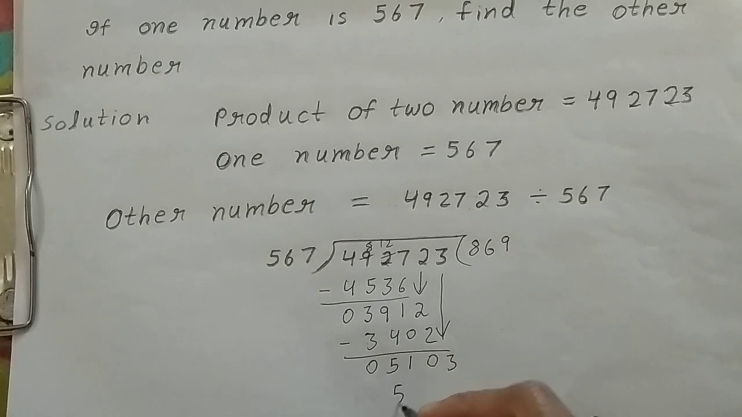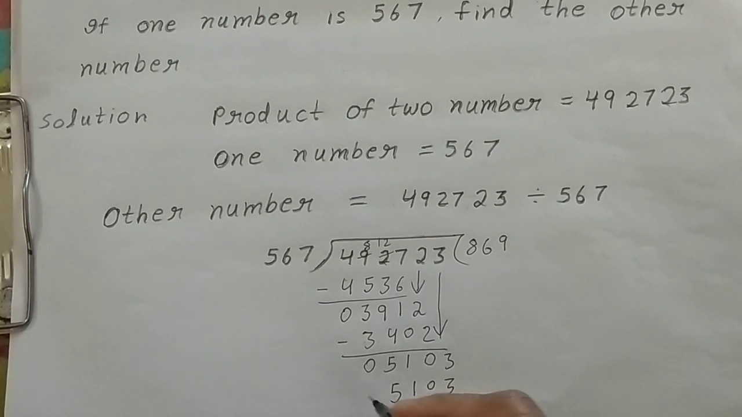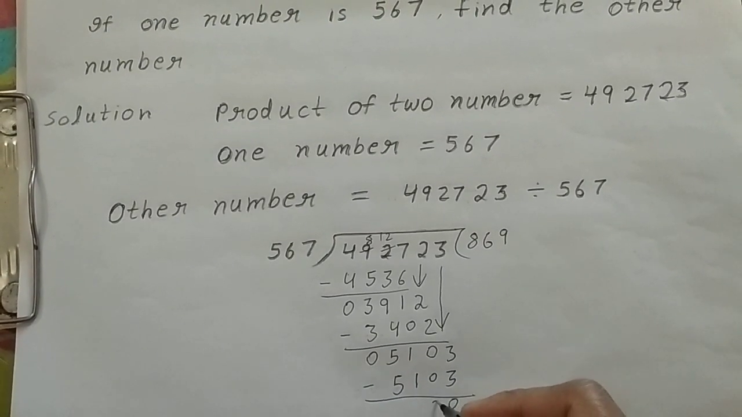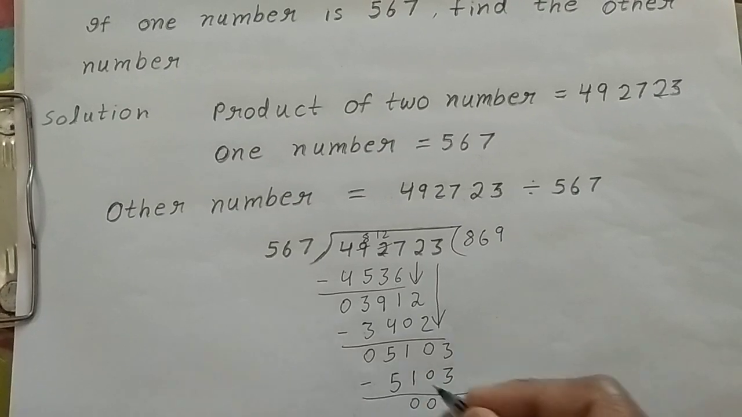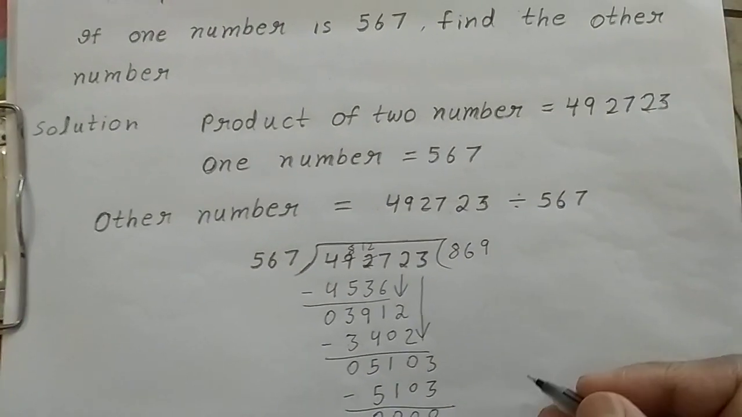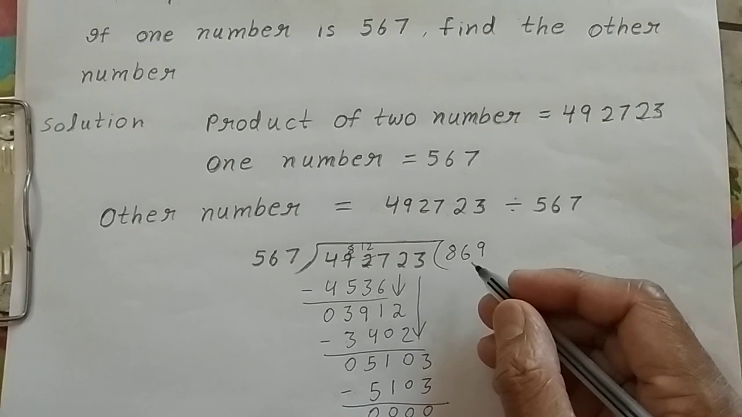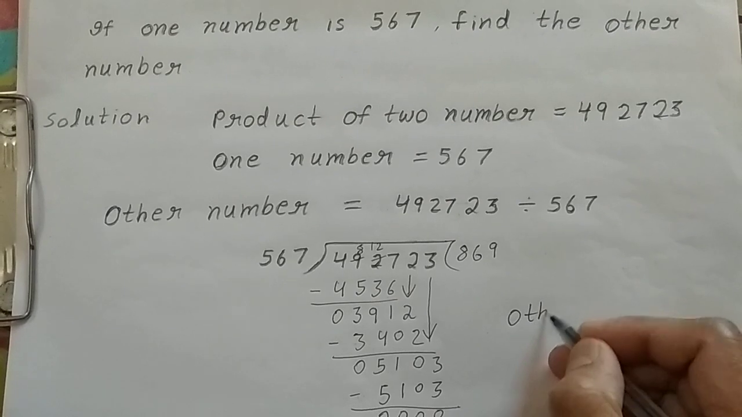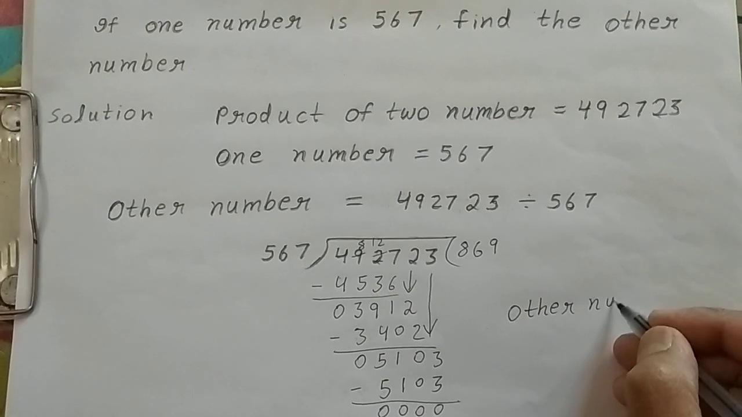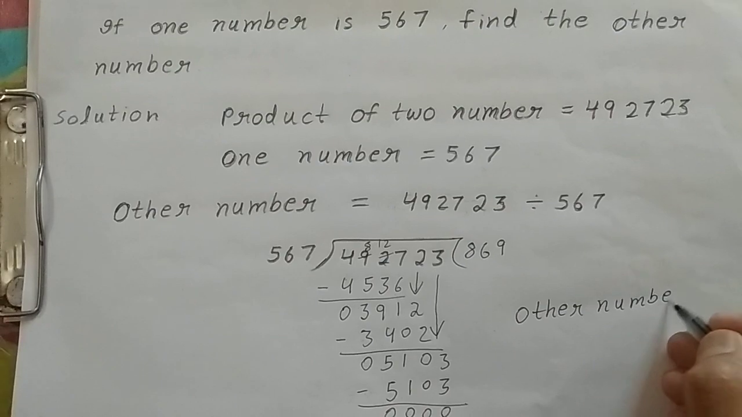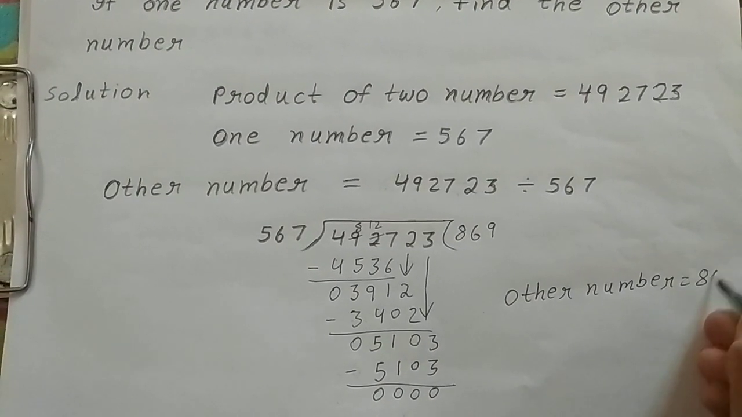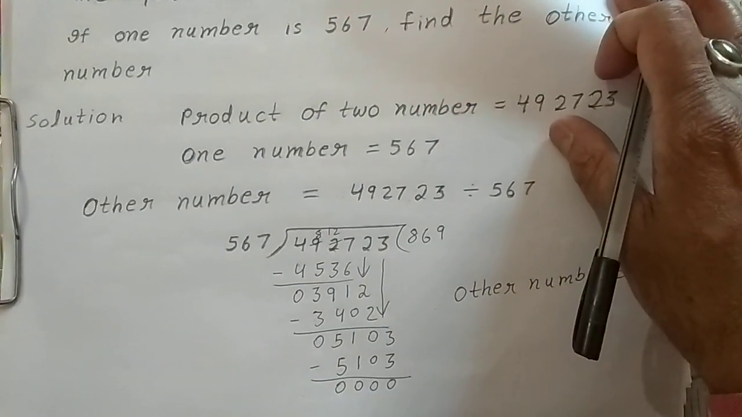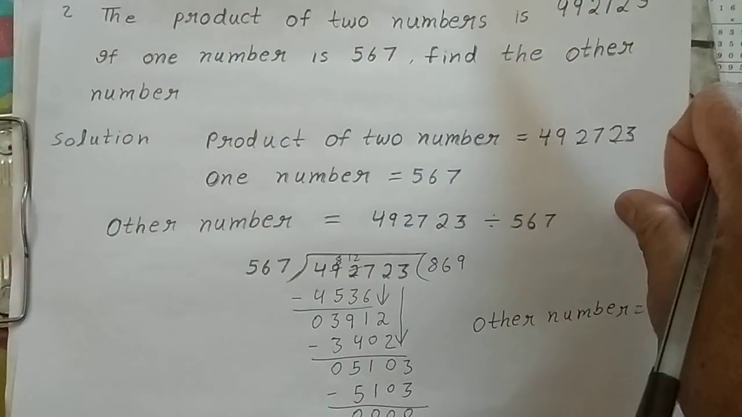So 5 1 0 3. 3 minus 3, 0. 0 minus 0, 0. 1 minus 1, 0. 5 minus 5, 0. So student, the other number is 869. Other number 869. So student, this question is completed.